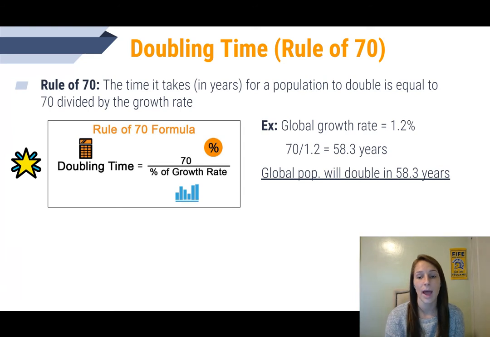So if we look at the example that we just calculated on the last slide, if we have a growth rate of 1.2%, the way that you would find the doubling time is to do 70 divided by 1.2, which is going to give us 58.3 years. So the global population will double in 58.3 years by using this rule of 70 formula.